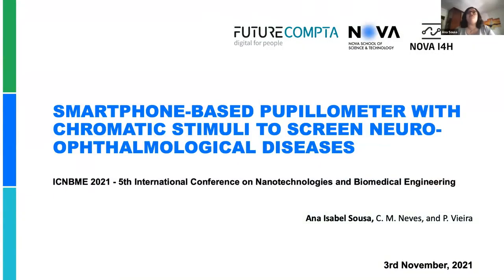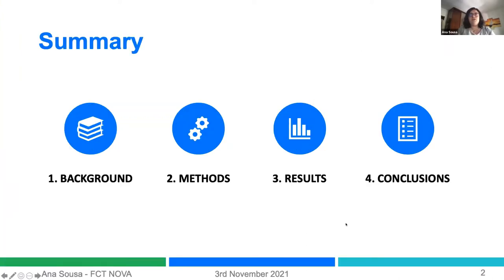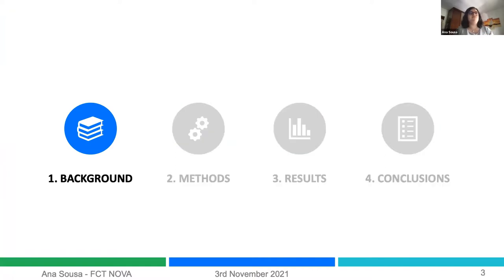Basically, I'm part of the Nova School of Science and Technology from Lisbon in Portugal, and I'm here presenting a part of my PhD research called smartphone-based pupillometer with chromatic stimuli to screen neuro-ophthalmological diseases. So these are the four main sections that I'm going to present. It's almost like the paper that I submitted. So in a background, to understand what it is.